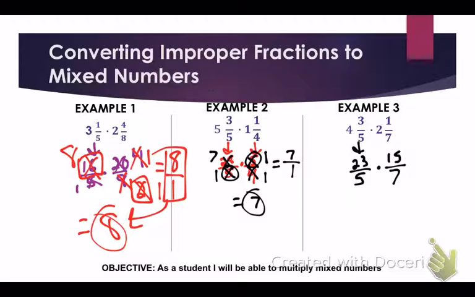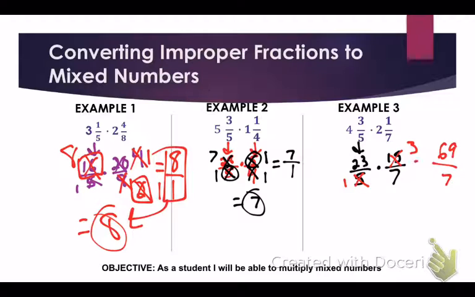Can I pre-simplify anything? Absolutely. I can pre-simplify 5 and 15. What goes into both of those? Well, that would be 5. How many 5s are in 5? 1. How many 5s are in 15? That'd be 3. Can I pre-simplify anything else? Unfortunately, not. 23 times 3, that would give me 69, and we would have over 7.